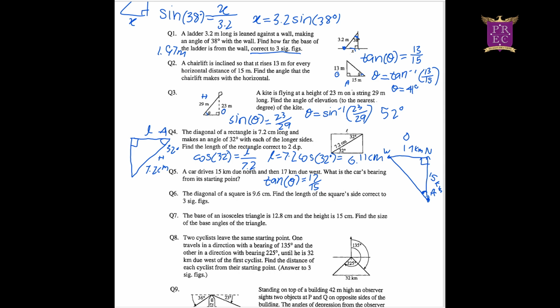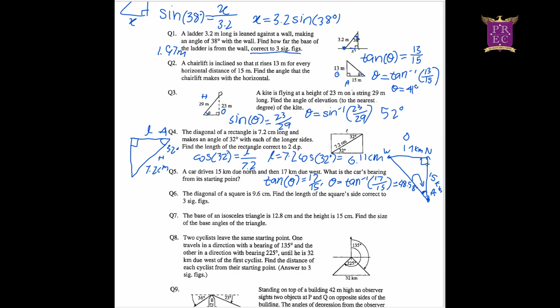Now, to find theta, we need to make theta the subject, so tan inverse of opposite over adjacent, which is 17 on 15. This would give us 48.58 degrees. Let's call that 48.58.